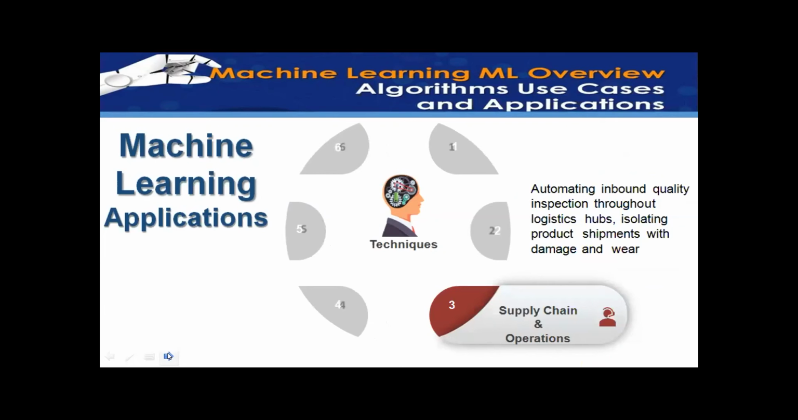And then in supply chain operations, we are automating inbound quality inspections throughout logistics hubs. We are applying a machine learning technique for logistics inspection and isolating product shipments with damage or wear and tear. So we are just isolating the damaged products, and to isolate them, we are using these ML techniques. Okay.